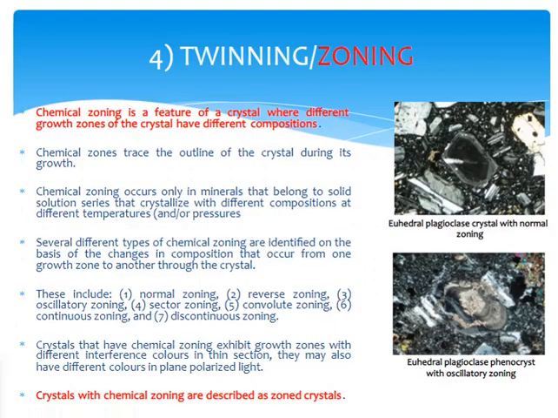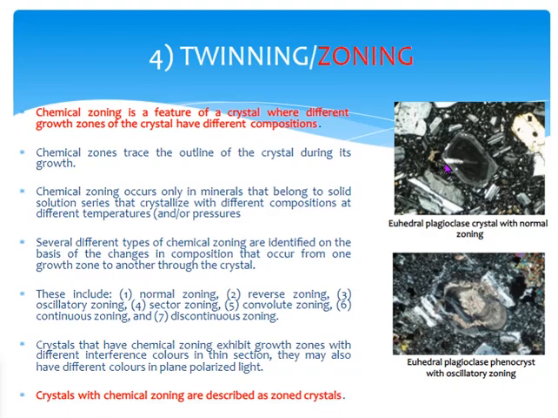So this is euhedral plagioclase crystals with normal zoning. This is the zoning. See, here is a dark black layer and outside is a comparatively light black layer. This is called zoning. So this is also another example of zoning, a euhedral plagioclase phenocryst with oscillatory zoning. Chemical zoning is a feature of a crystal where different growth zones of the crystal have different compositions. Crystals with chemical zoning are described as zoned crystals. So this crystal is known as a zoned crystal.